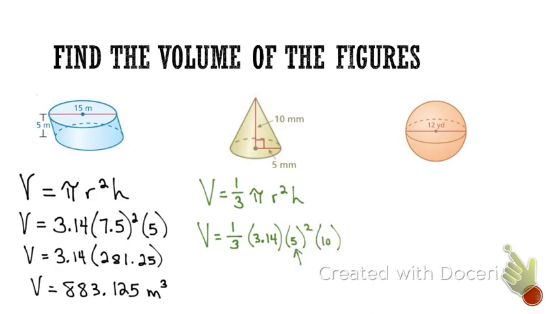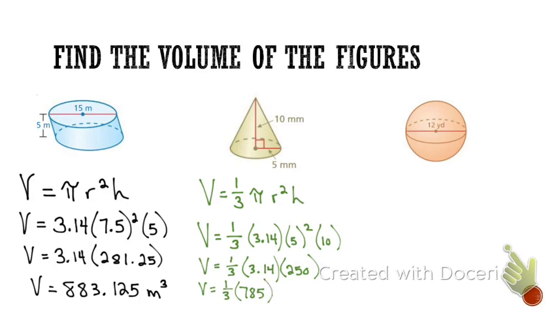squared times the height of my cone. All right, so this one we could probably do mental math. What's 5 squared? If you're saying 25, you're correct. 25 times 10 is 250. All right, so we're going to go V equals 1/3 times 3.14 times 250. We want to do this multiplication next. Do all our multiplication, and we're going to divide at the end. 3.14 times 250 is 785. So V equals 1/3 times 785.